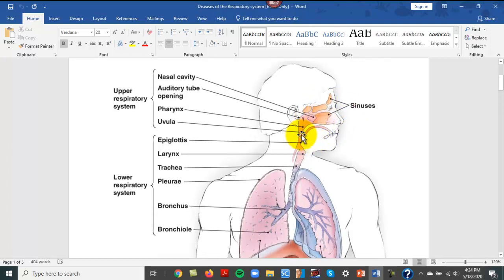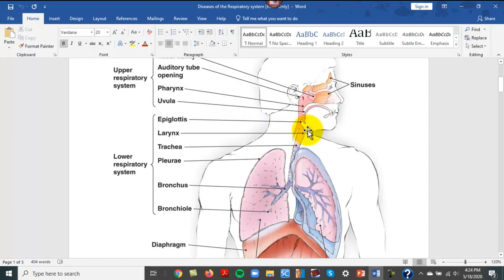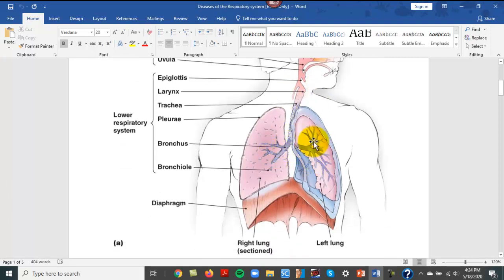Nasal cavity, this is called the pharynx back here. Uvula is the back part of the throat. Larynx, voice box, and the back here would be the esophagus, so that's a different body system. But this is called the trachea. These are the bronchi that go down into the lungs and they get super small. It goes primary bronchi, then secondary bronchi, then what are called the tertiary bronchi, then a respiratory bronchiole, then an alveolar duct, and so they get really small once they get down to the lungs.